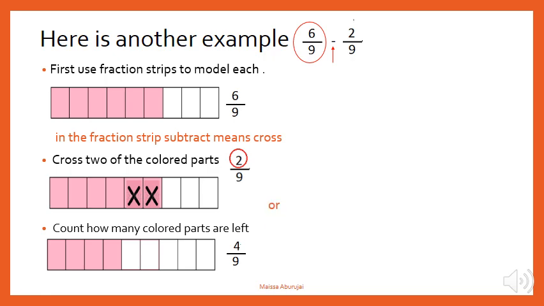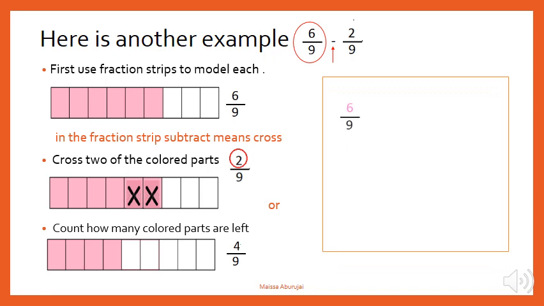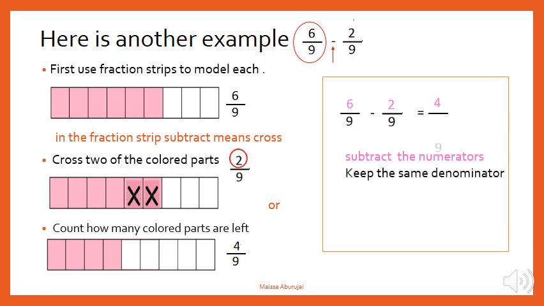The other way is by writing the subtraction sentence directly. 6 ninths minus 2 ninths. We will subtract the numerators. 6 minus 2 equals 4, and we will keep the denominator the same. It's 9. Yes.